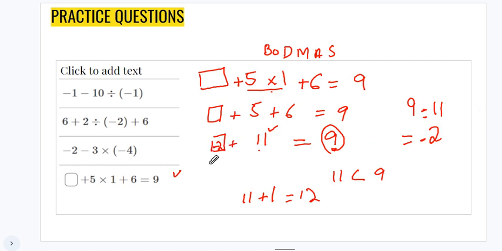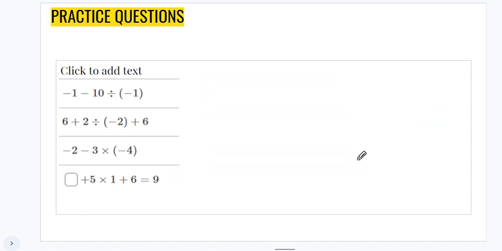Do you understand that? Yes, minus 2 is your answer, because minus 2 plus 11 is equal to 9. Minus 2 plus 11 is the same as 11 minus 2, and that is 9. Okay, so this is the only thing that is tricky in these types of questions, and you need to learn them. The other questions you can do yourself, try them. So let's move to the next questions.